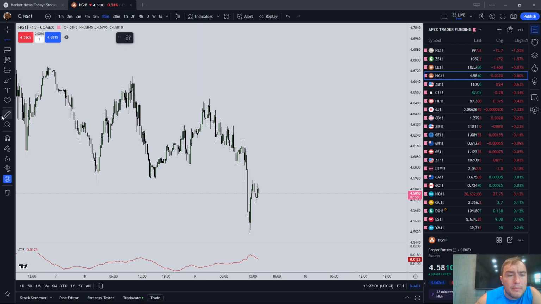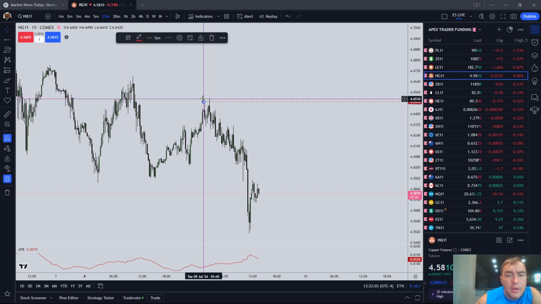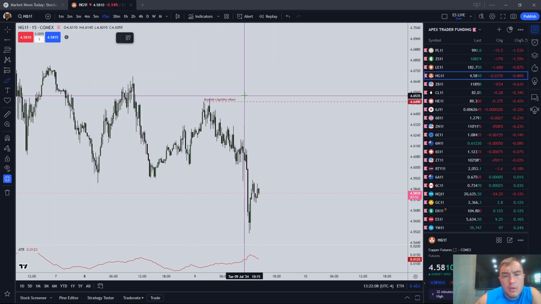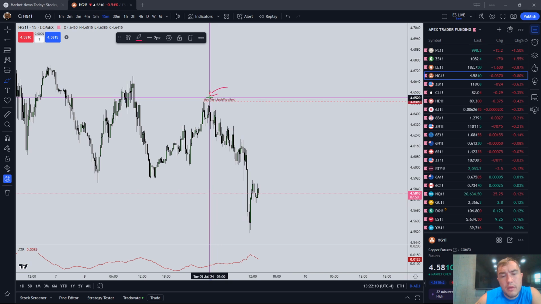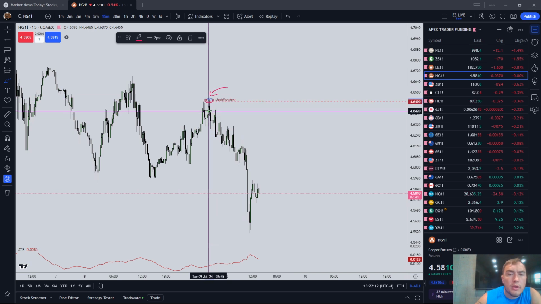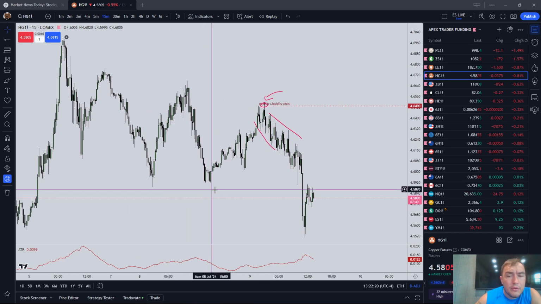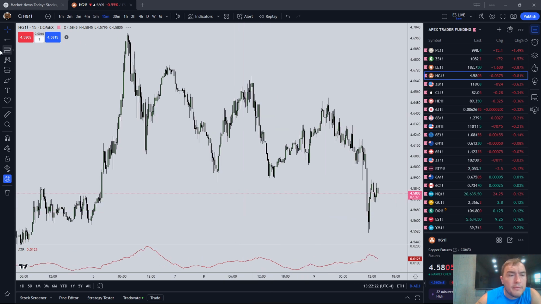Guys, here we have an example of a turtle soup entry right here. So these are on copper futures. There we see an example of a turtle soup where the market just dipped above a prior high and then moved back to the downside. So there's an example of a turtle soup on copper futures.